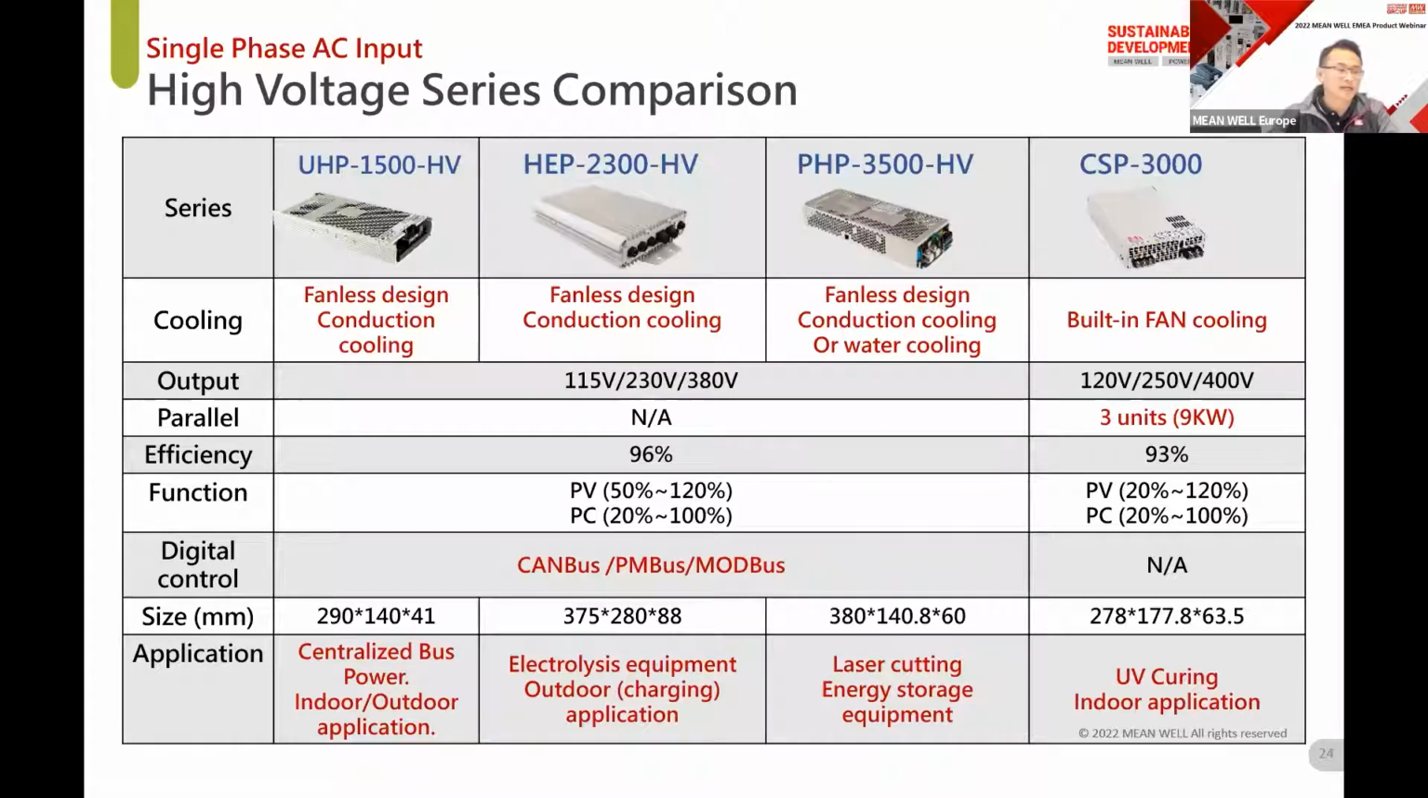If the customer needs high power with superior function, then CSP 3000 would be a great choice. If you prefer to have digital control, then UHP, HEP, and PHP could be the options. For an outdoor or harsh environment, the HEP is the best one to have.